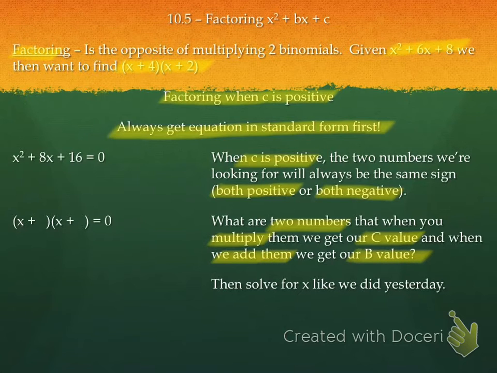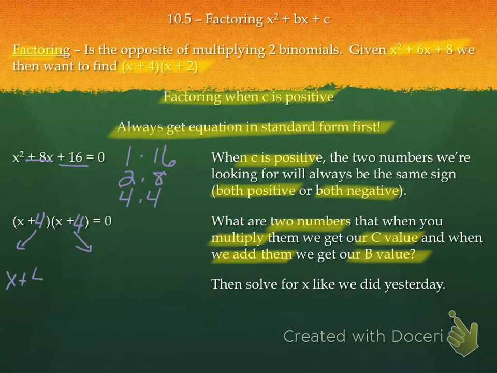So for this example, 16 is my c value, 8 is my b value. I want two numbers that multiply to give me 16 and add to give me 8. So I'm going to go through my list. 1 times 16, 2 times 8, and 4 times 4. Those are all the different ways I can multiply to get 16. Which one of these adds up to give me 8? 4 and 4.